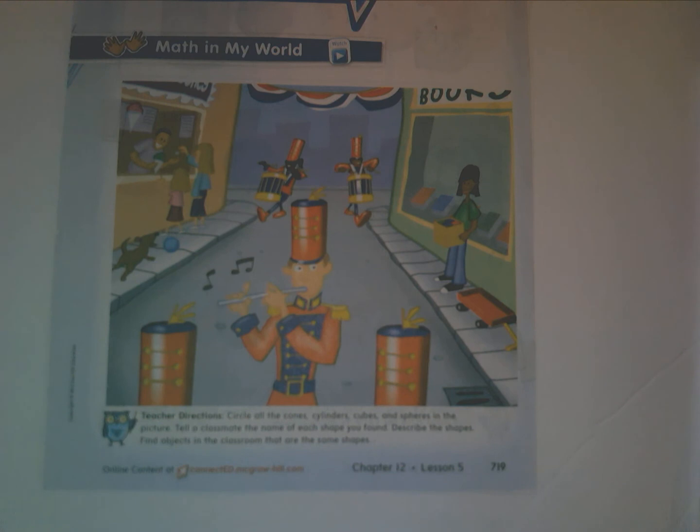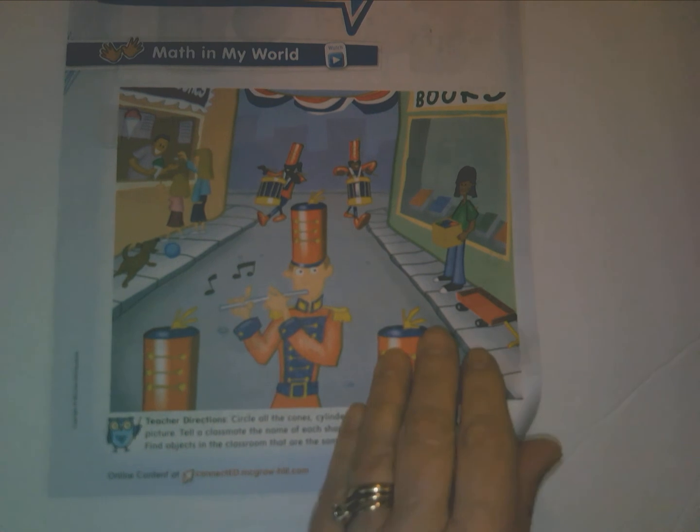And then I think you're done. Circle those shapes that you can find. And remember, sometimes a cylinder can be long and skinny like your pencil. I'm giving you some clues. Then you can turn to the next page on the back.